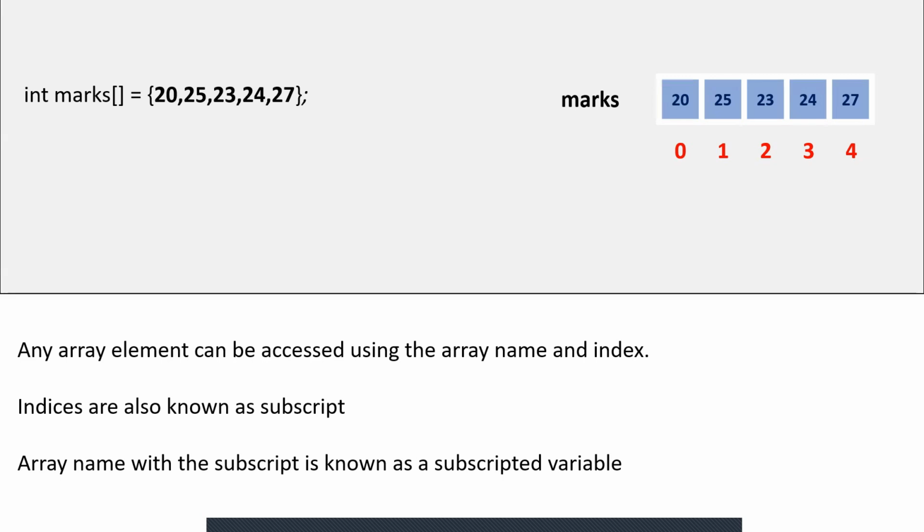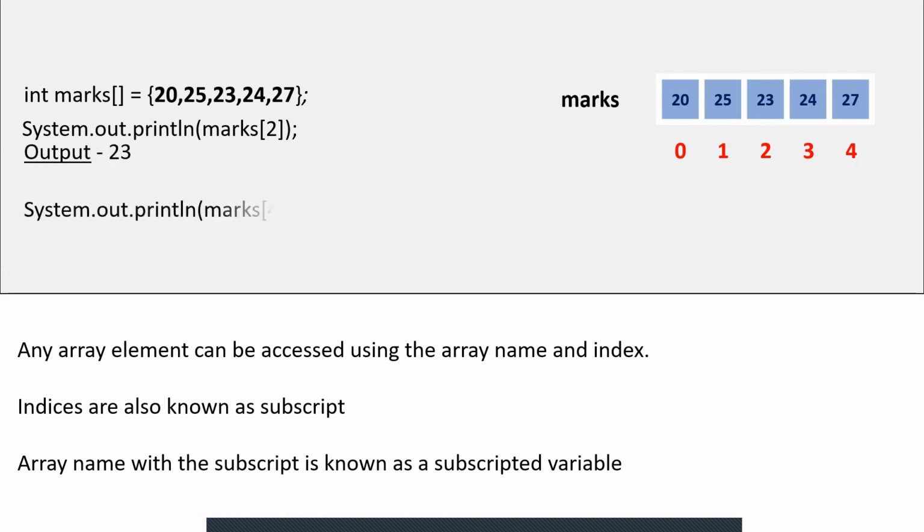Index is from 0 to size minus 1. Size is 5, minus 1 is 4. So the indices or the subscripts are from 0 to 4. Now if we print System.out.println(marks[2]), we know 2 is the third element because counting starts from 0. So in this case, it will print 23. And if we do marks[4], in this case, it will print 27.